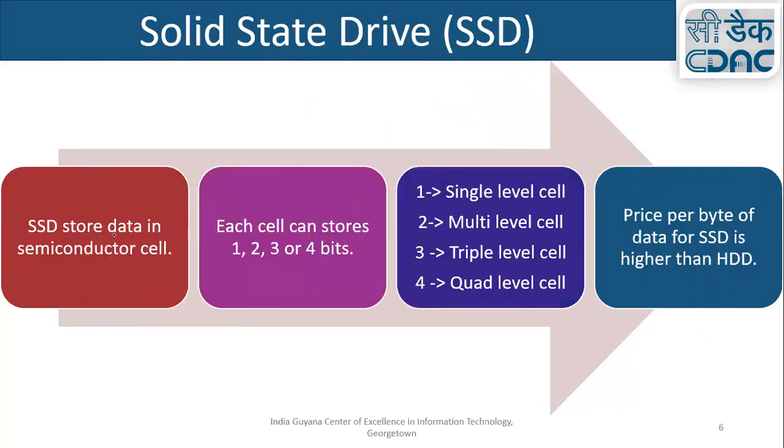SSD devices store data in semiconductor cells. What is a semiconductor? Generally, a semiconductor device is a transistor. The SSD stores data inside the semiconductor. Each cell can store either 1 bit, 2 bits, 3 bits, or 4 bits. Based on the number of bits, it's known as a single level cell if it is 1, a multi-level cell if it is 2, a triple level cell if it is 3, and a quad level cell if it is 4. So it's just a numbering system: single, multi, triple, quad.